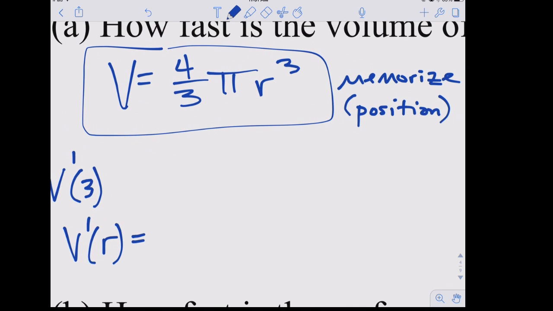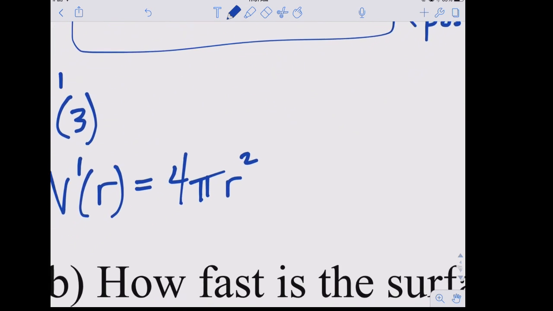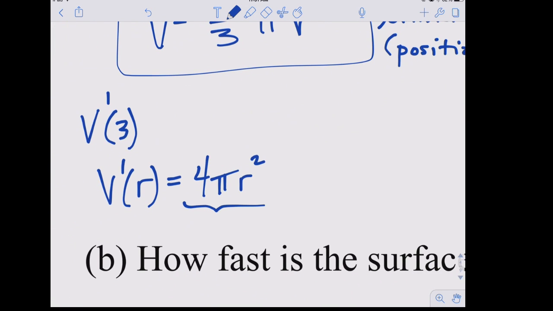Power rule, right? Let's do it. 4/3 pi is a constant, so the derivative of R cubed becomes 3R squared. Times the 4/3 pi, we get 4 pi R squared. That's using the power rule. 3 times 4/3 is 4 pi R squared. 4 pi R squared, by the way, is the what of a sphere? You should memorize this one as well. It's the surface area of the sphere. So the derivative of the volume with respect to the radius is the surface area with respect to the radius.